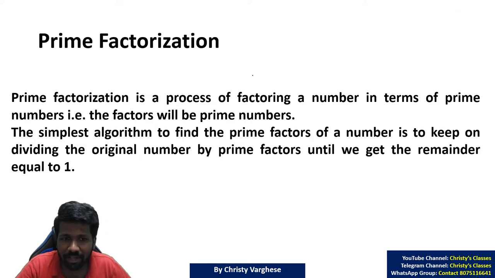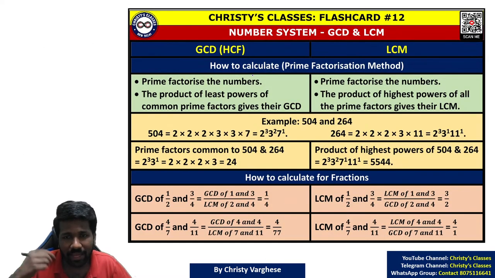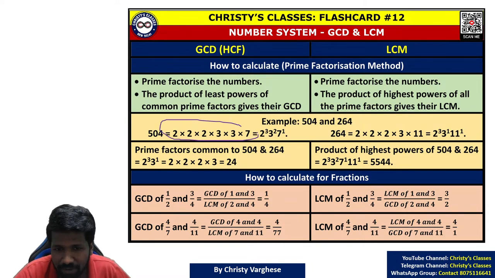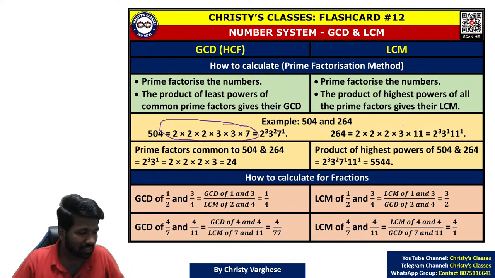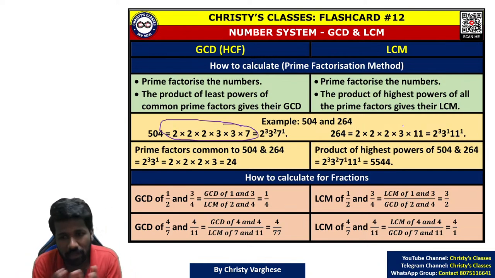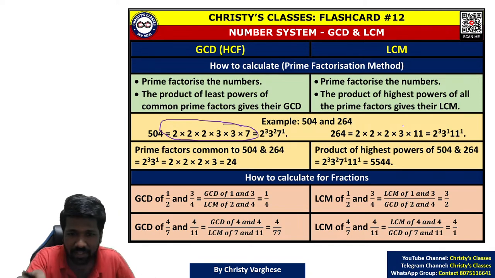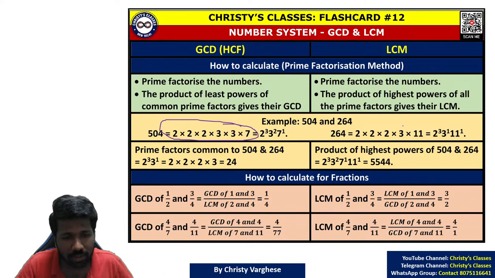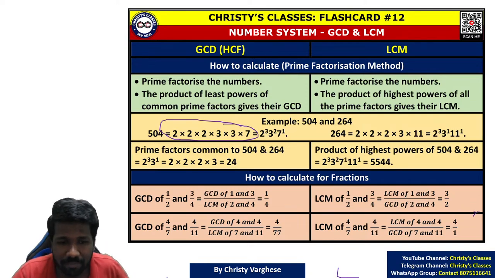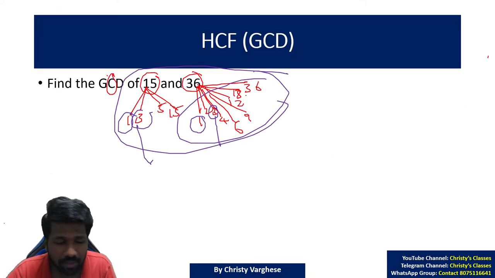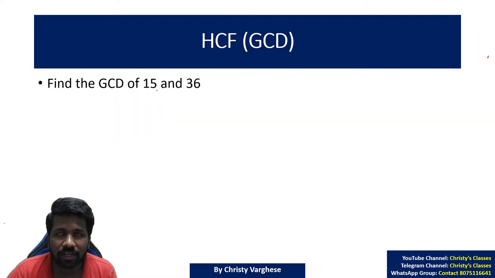Now, that is where the prime factorization process will help you to find the highest common factor or least common multiple. First, prime factorize the number. I'm just telling you the basics, in case you have forgotten how to find LCM or HCF, or in case you want practice on LCM and HCF. That is why I'm showing you this example. So 504 and 264, how to find the LCM and HCF? Because for smaller numbers, trial and error may work.